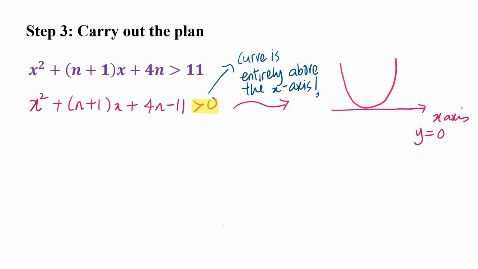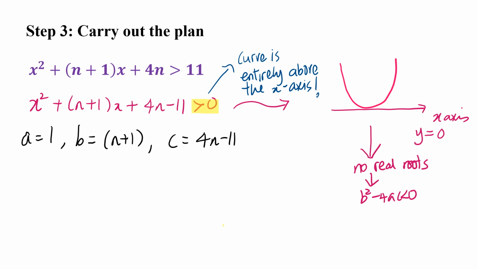Okay, if you have a curve that's entirely above the x-axis, what do you understand regarding the roots of your equations? Yes, no real roots. And how do you relate no real roots to the values of b squared minus 4ac? Yes, it's less than 0. And this is exactly what we're going to do. We're going to use b squared minus 4ac less than 0.